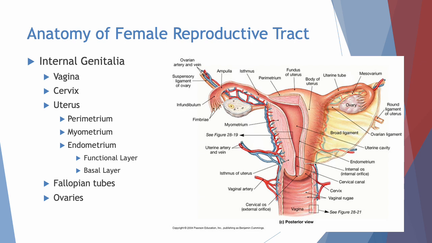And then there is the basal layer, which is attached to the myometrium, and that is what regenerates the functional layer after it sheds. And other portions of the internal female reproductive tract include the fallopian tubes and the ovaries. There's a lot more, as you can see in this picture, but we're focused mostly on the uterus and the endometrium for endometriosis.